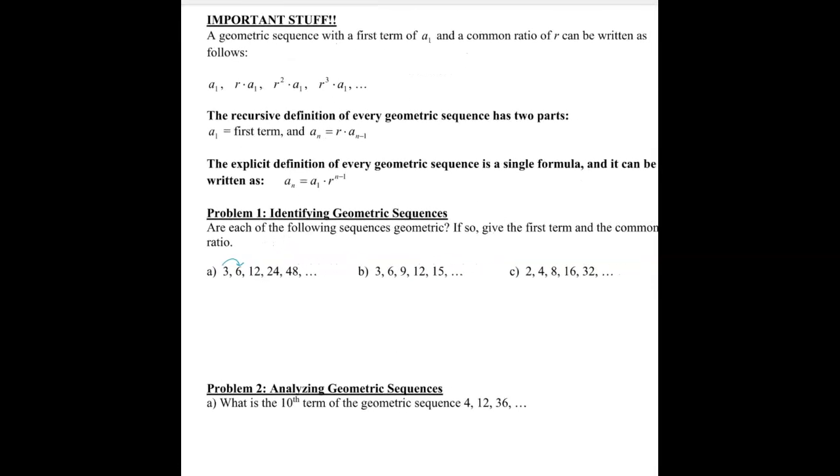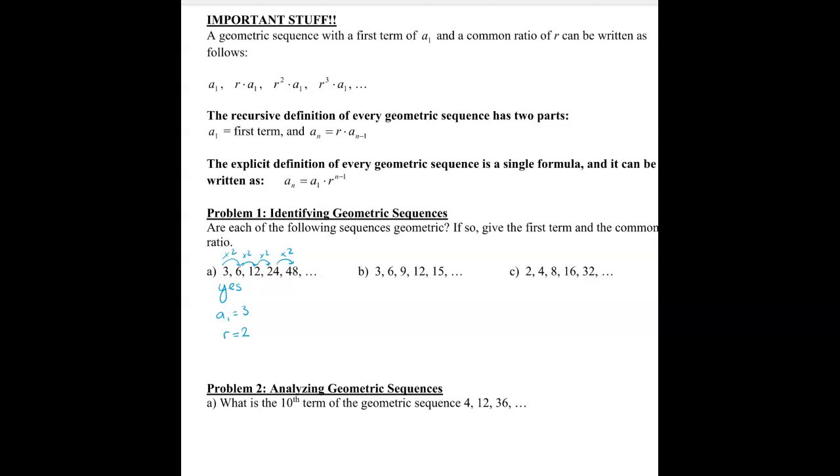So in order to get from 3 to 6, I'd have to multiply by 2. Getting from 6 to 12, multiply by 2. 12 to 24, multiply by 2, and 24 to 48, multiplying by 2. So, since I'm multiplying by the same thing over and over again, yes, this is geometric. The first term would be 3, and my common ratio would be 2 in this case. That's what I'm multiplying by again and again and again.